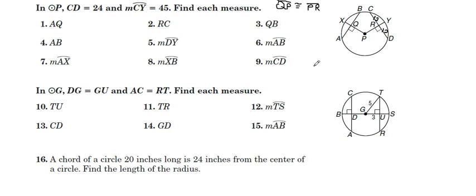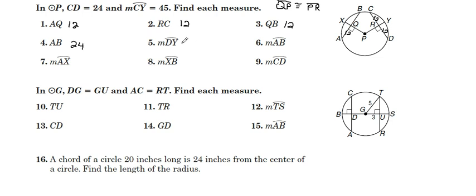AQ, since it's the same as the other chord over here, it is also 12. RC we see is half of the given chord, so RC is 12. QB is half of the other chord, which is the same as CD, so it is also 12. Now AB's chord is the same as chord CD, so that is 24.